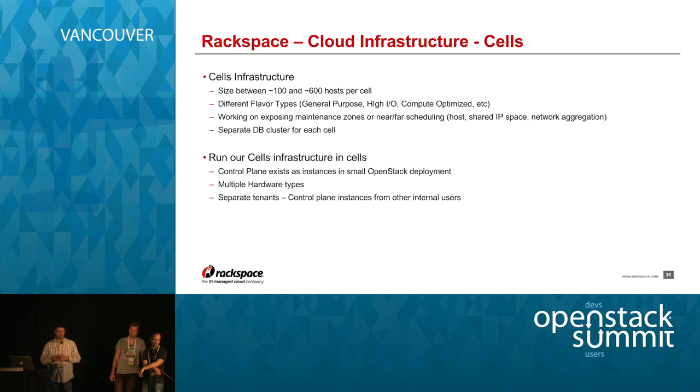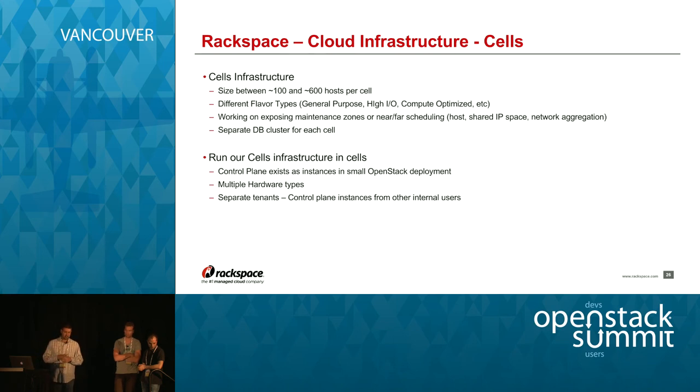We break up cells really based on hardware more than anything else. We offer several flavors to our customers. Some of the names are on there: the general purpose, the high-IO, compute optimized, all those things. We'll have multiple cells of each of those in a particular region, but that's the primary way that we break up our hardware. We are working on exposing some additional constructs around that, maintenance zones, so the idea that I can schedule instances near or far from each other within certain flavor types, so that when we have to go do work, we're not necessarily bringing down everything at one time.